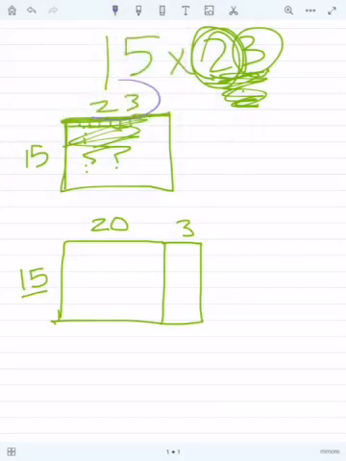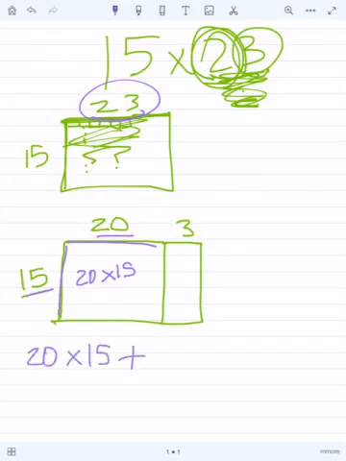So now, instead of taking the full 23, we can just multiply 20 times our 15 in this rectangle area part. So we did 20 groups of 15. And then we also have this dimension, 3 groups of 15. So we just need to multiply these two out and we'll have our 15 groups of 23. Easy peasy.